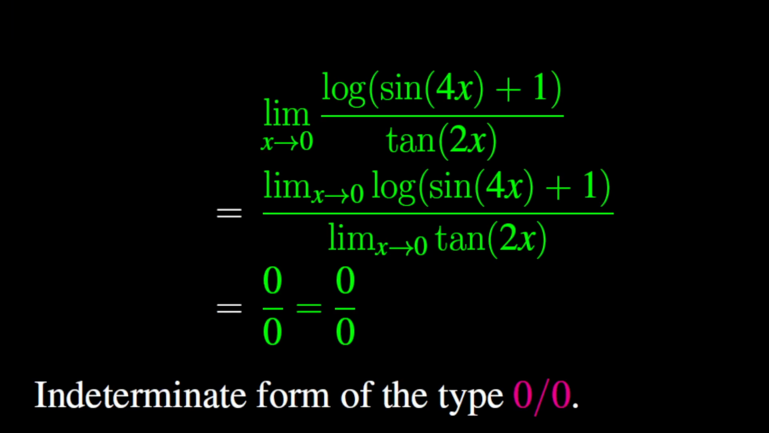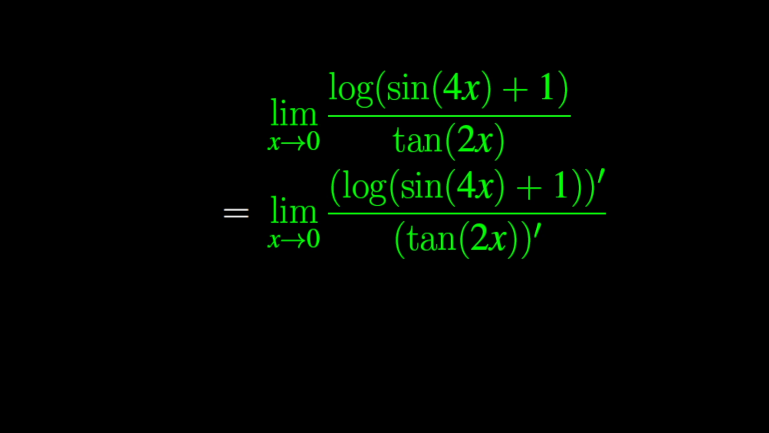Therefore, the limit as x goes to 0 of the function is equal to 0 over 0. Consequently, we have an indeterminate form of the type 0 over 0. Given that the limit as x goes to 0 of the function is an indeterminate form of the type 0 over 0, we have to use the L'Hospital rule to resolve the problem.